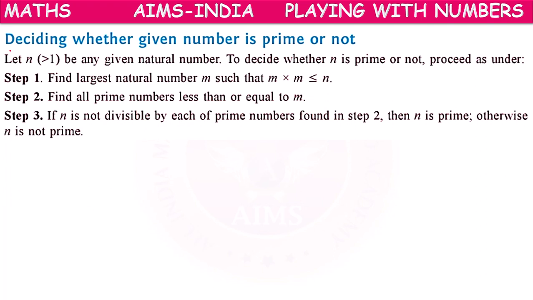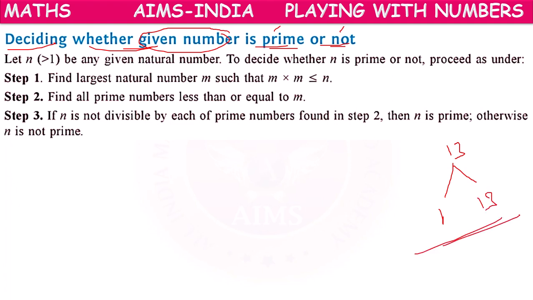Next, children, deciding whether the given number is prime or not. We have to check whether the given number is a prime number or not. In a previous class we discussed what a prime number is. The number which has only 1 and itself as factors, like 13, is called a prime number. Let n be any given natural number greater than 1, because 1 is neither prime nor composite. That's why we take numbers greater than 1.